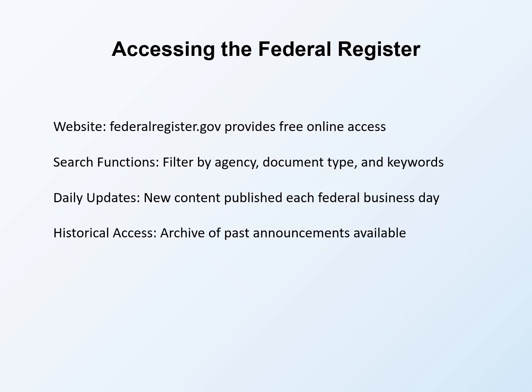The website at federalregister.gov provides complete free access to all Federal Register content. You do not need a subscription or account to read funding announcements. The site is designed for public access, reflecting the government's commitment to transparency in how public funds are distributed.